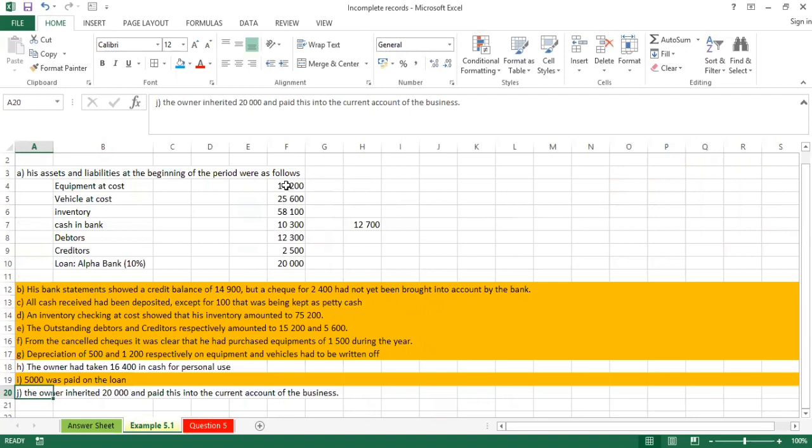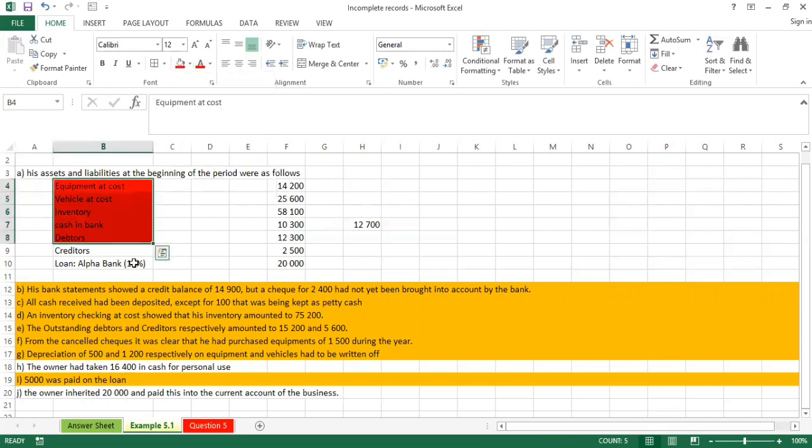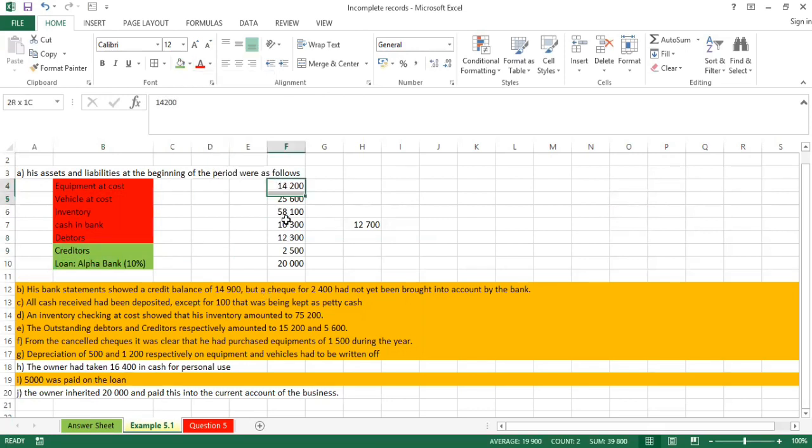So opening balance. In order to get your opening balance, you have to say your total assets minus your total liabilities. So we're seeing his assets and liabilities at the beginning of the period were as follows. So we have our total assets and liabilities at the beginning, and we are looking for our opening balance. So which ones are our assets? We know that equipment, vehicle, inventory, cash in bank, debtors, that's our assets. So let me just highlight that with a different color. Red, okay, that's our assets. And then our creditors and loan is our liability. So that's our liabilities, meaning we have to say all these minus the 2,500 and the 20,000.